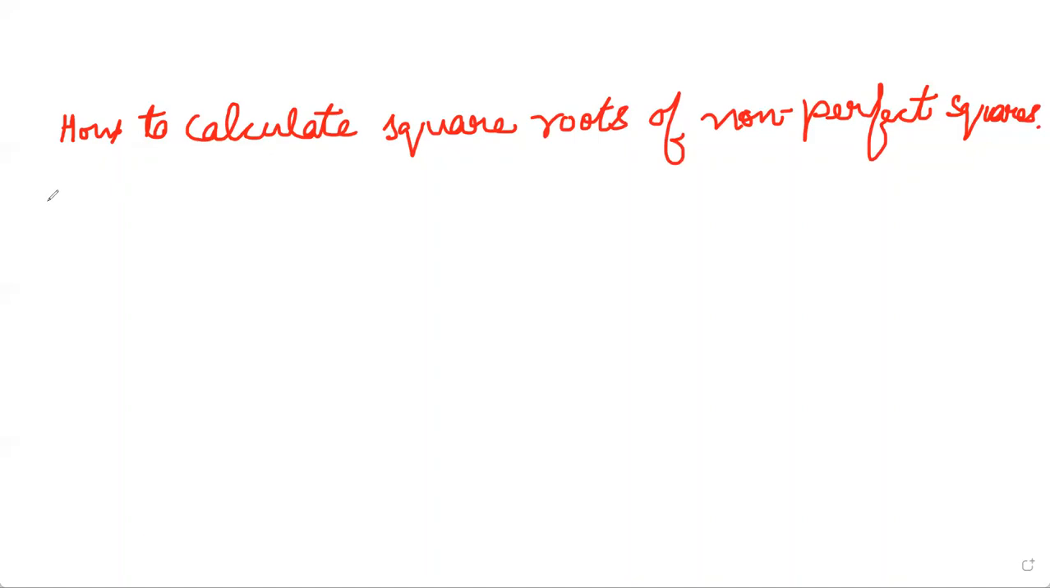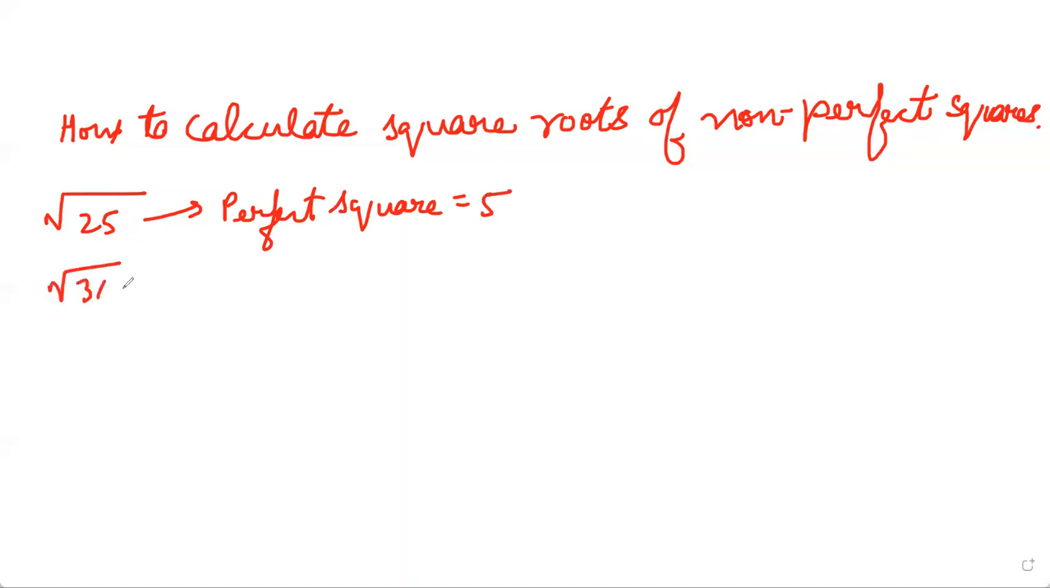So I am taking an example, that is root 25. Root 25 is a perfect square because root 25 is 5. Okay. Root 36 is 6. But if the question is root 7, you need to find the value of root 7. So how will you find this value of root 7? How will you calculate it?